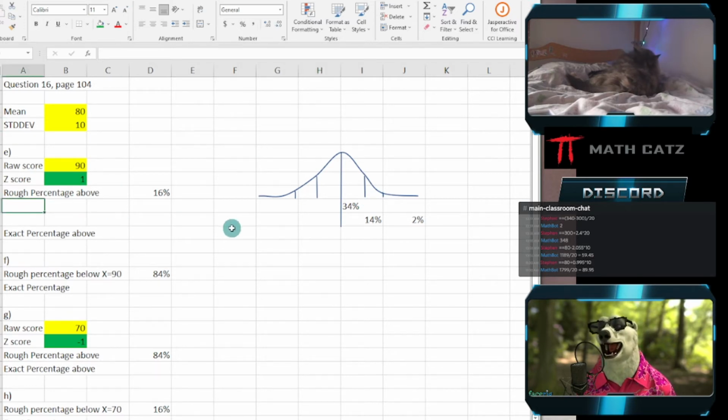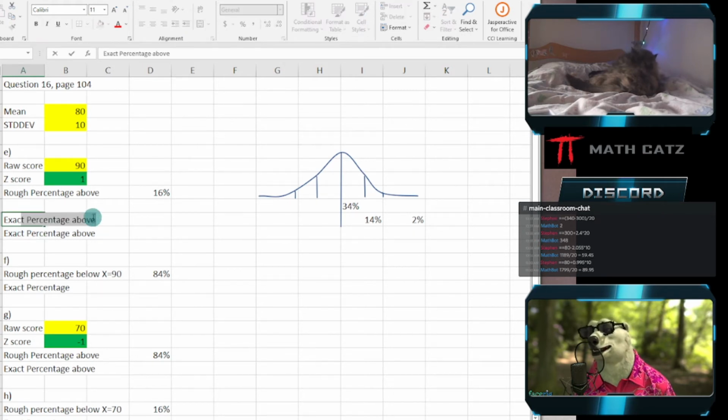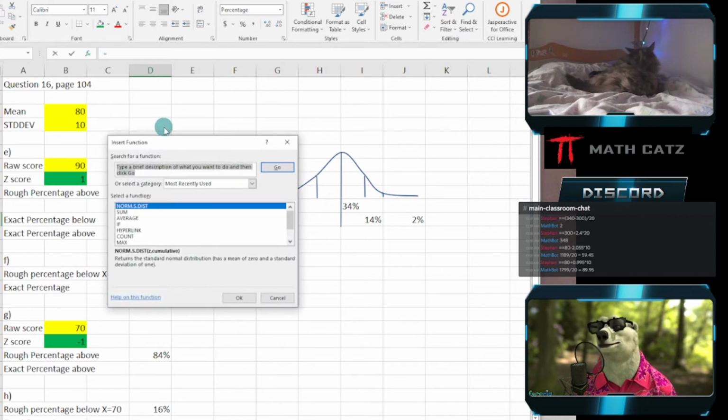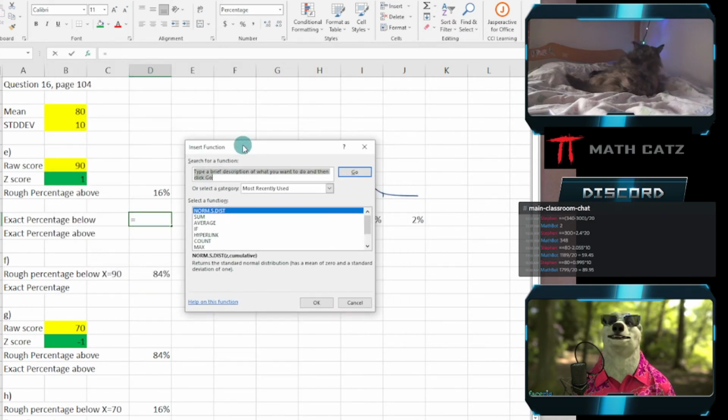So what we're going to calculate here is, I guess it is this, what I'm looking for. The exact percentage below is what I'm going to do first. The way the formula is going to work, I'm always going to look for the left up to a point called the cumulative distribution, everything up to a certain point. So we're going to maybe look for a function. Let's suppose we don't know.